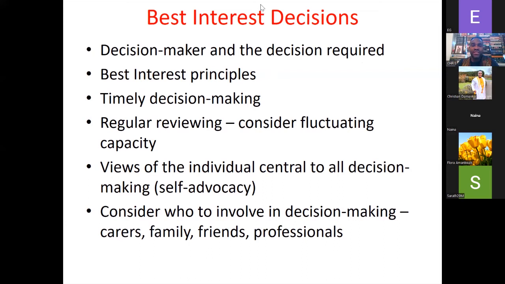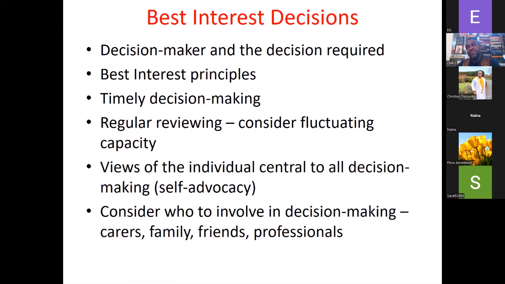So the decision makers and the decisions required. They have to look at the best interest of the individual to be able to make the decision. It has to follow the best interest principles. And the decision has to be made in a timely manner in order to save the person's life or to promote their health and well-being. It shouldn't be delayed. Now, the decisions made must be reviewed.